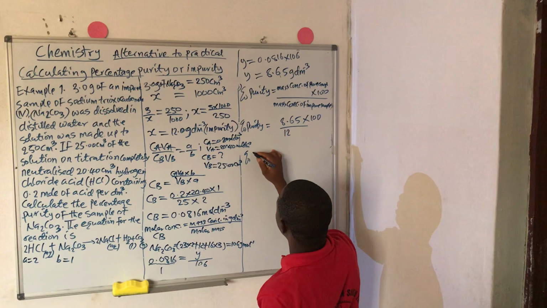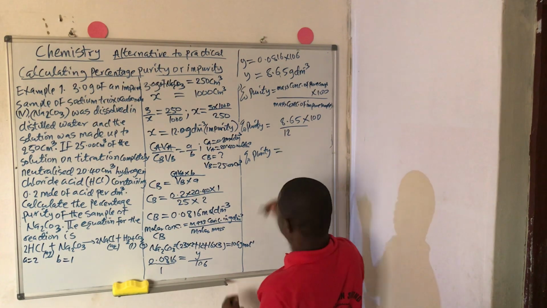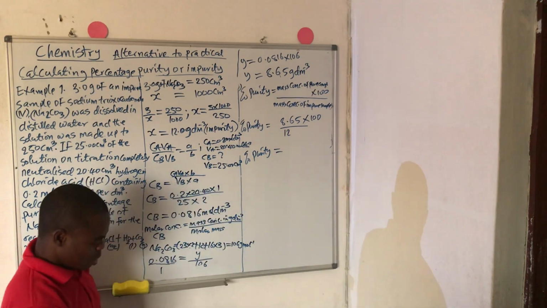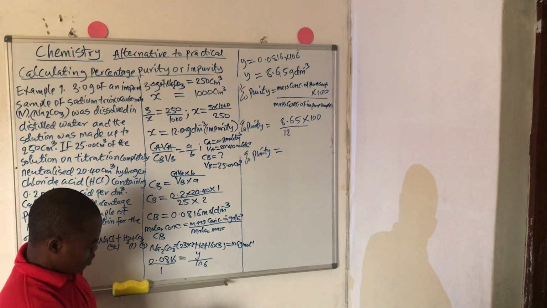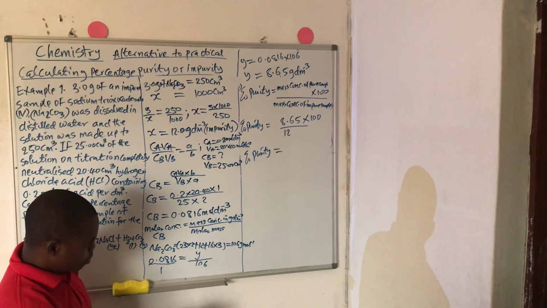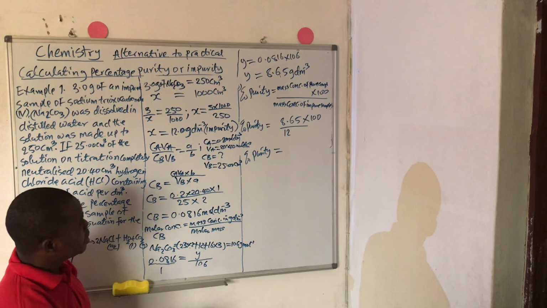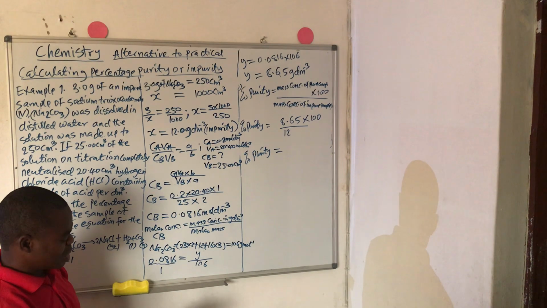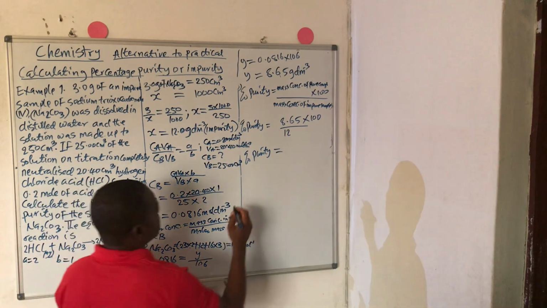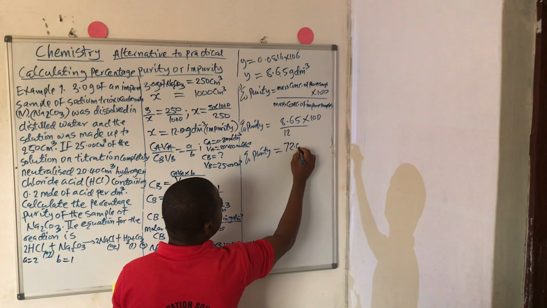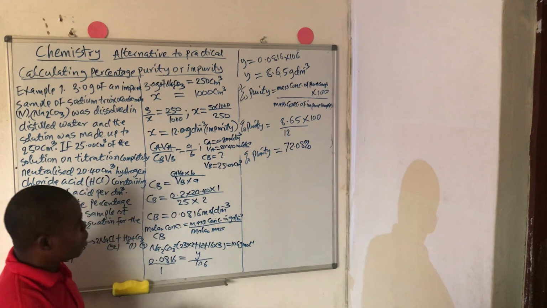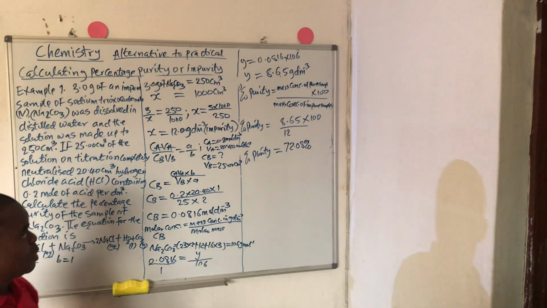So percentage purity will be equal to, using your calculator, you can find the result quickly. 8.65 multiplied by 100, divided by 12. The answer is 72.08%. That is the value of the pure component that was involved in the reaction.